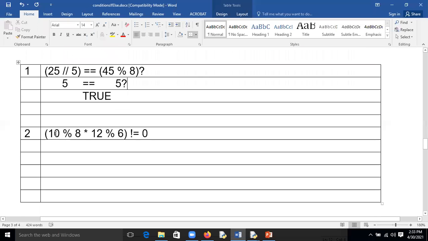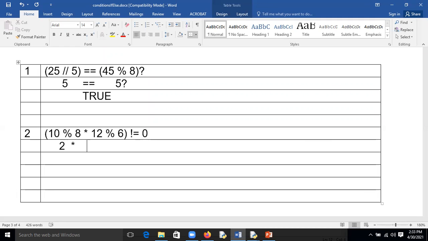Let's look at the next one. Now remember the BODMAS rule. So when you have mod and multiplication, we can actually work out the mod first. All right, so 10 mod 8. That means if I divide 10 by 8, what will be left? What's my remainder? So 8 can go into 10 once, and what's left over? If I take away 8 from 10, I'm left with 2. And then obviously I've got the times 12 mod 6.